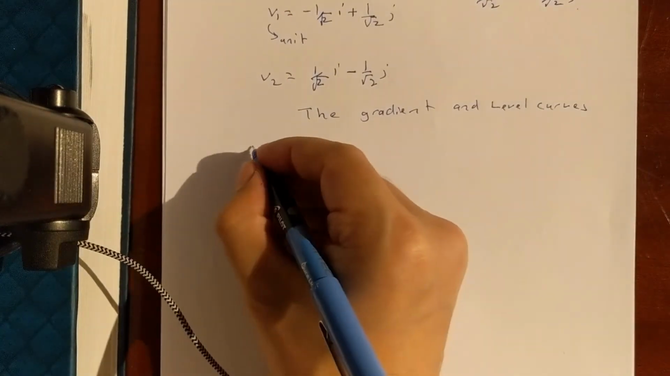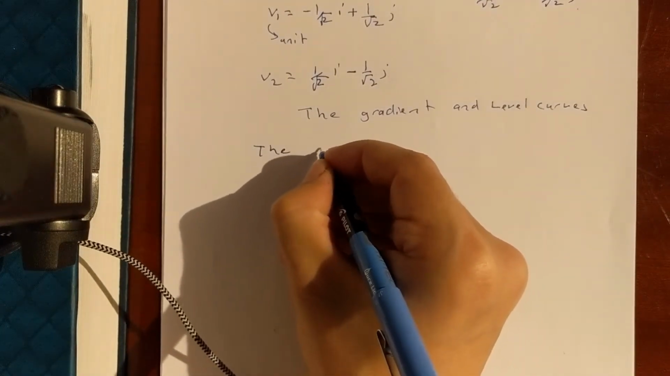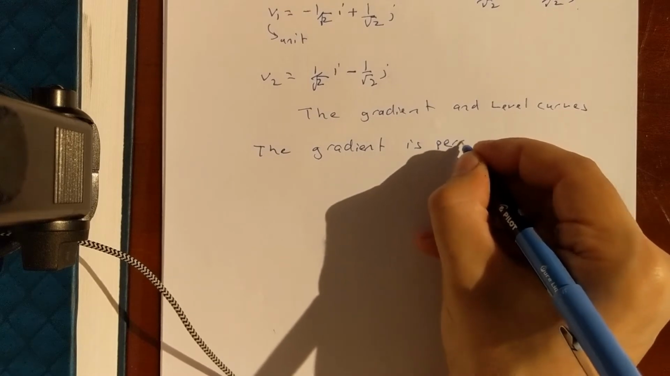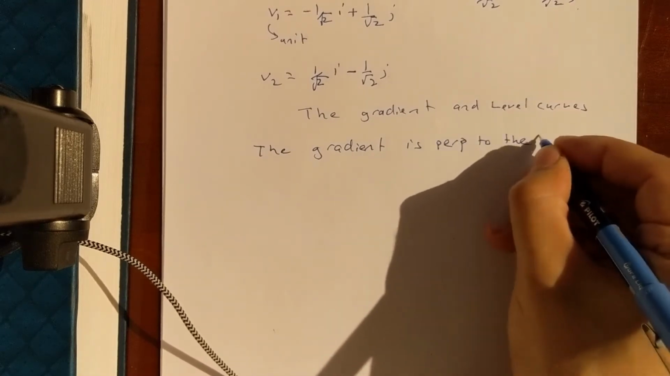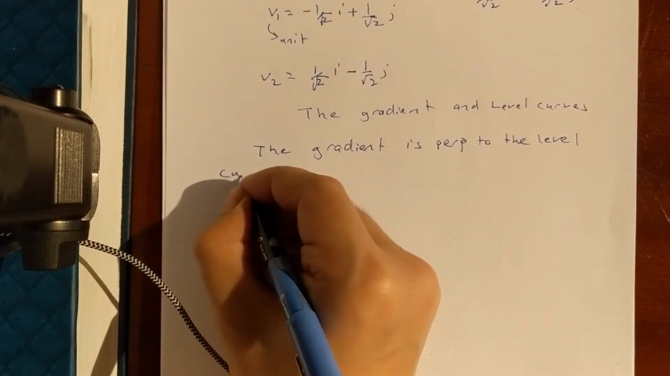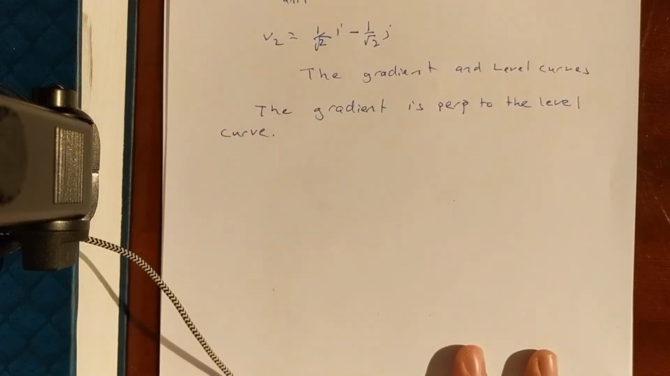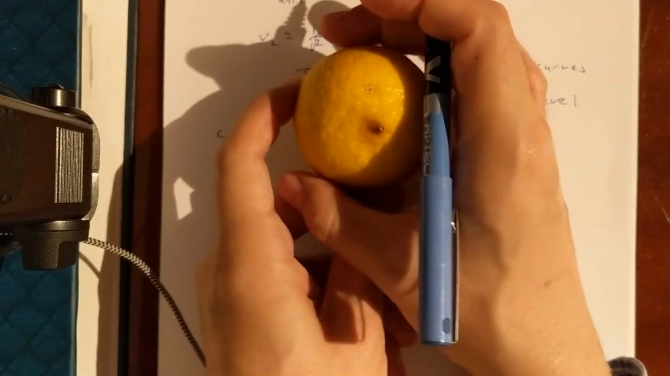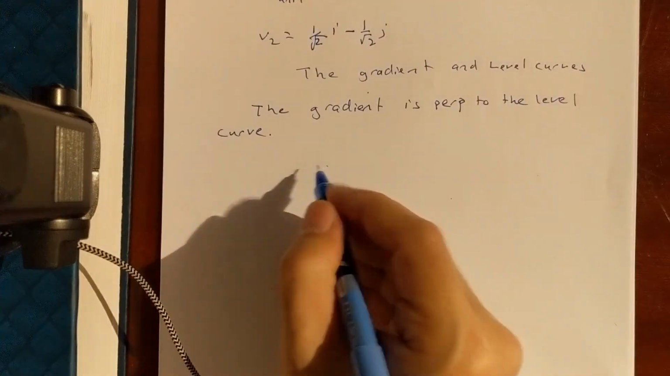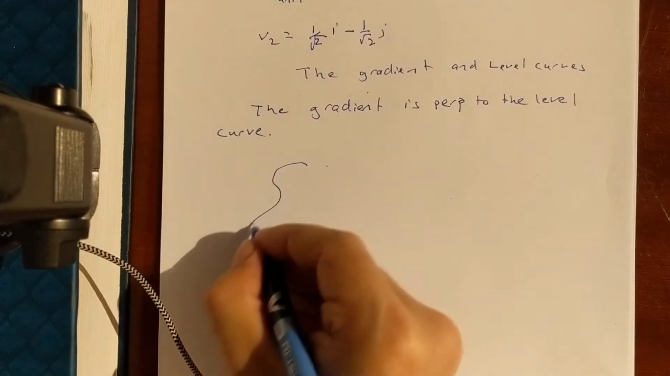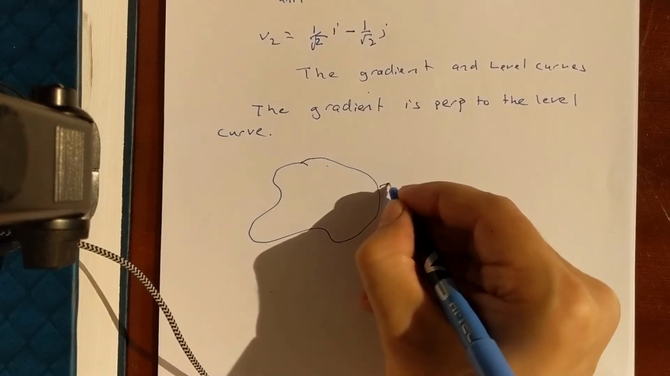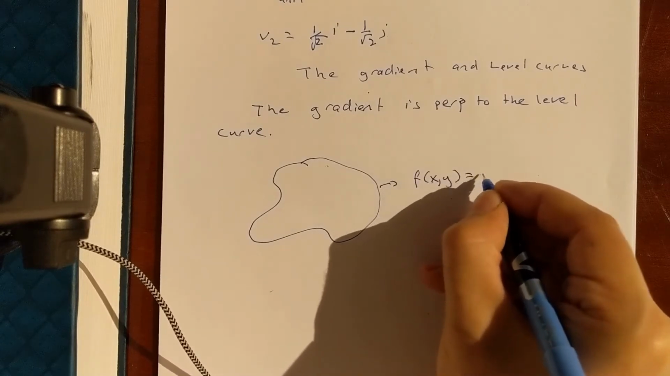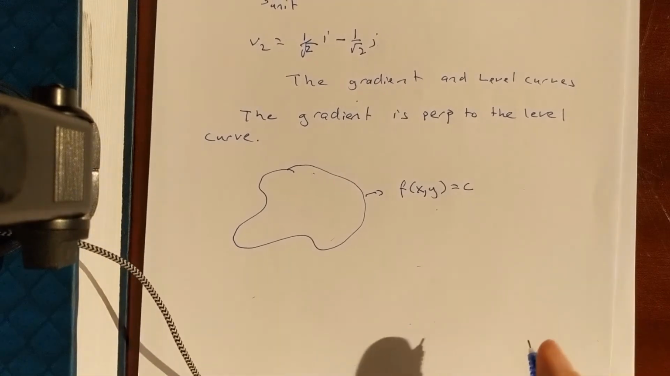Okay, so the summary is the gradient is perpendicular to the level curve. So let's say the level curve of the lemon, it was probably a circle, but let's take a funky level curve. Let's say we had a function f of x y, and this is the level curve f of x y equals c, some constant, at some constant height.